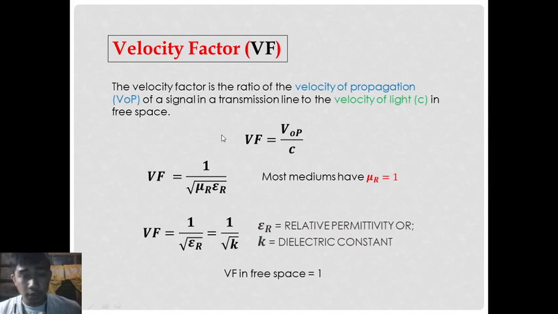If you elongate this further, the velocity factor is equal to 1 over the square root of the relative permeability multiplied by the relative permittivity. But as we know, most mediums have a relative permeability of 1. So the velocity factor can be solved by 1 divided by the square root of the relative permittivity, or 1 divided by the square root of the dielectric constant. You must remember that the velocity factor in free space or in a vacuum is always equal to 1.